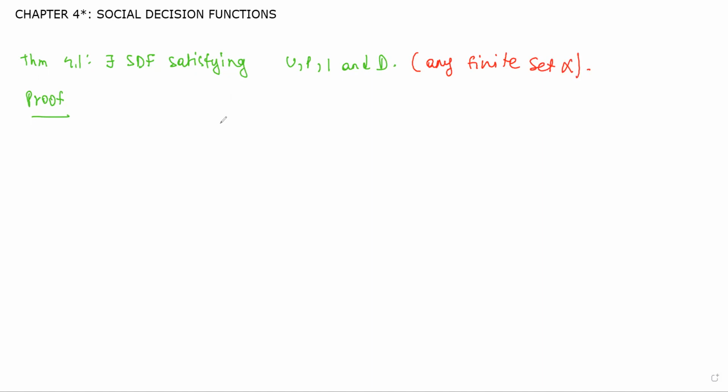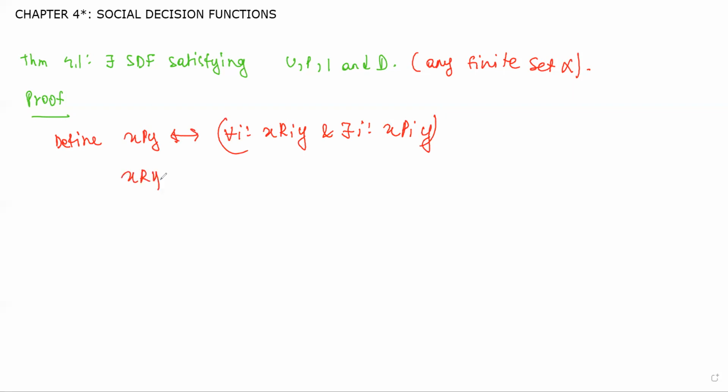So how do we prove this? Well, define x P y if and only if for all i, x R_i y is true, and there exists i such that x P_i y. This is how you define x P y, and you define x R y if and only if y P x is not true. This is my collective choice rule.